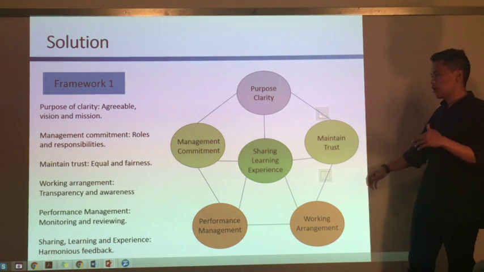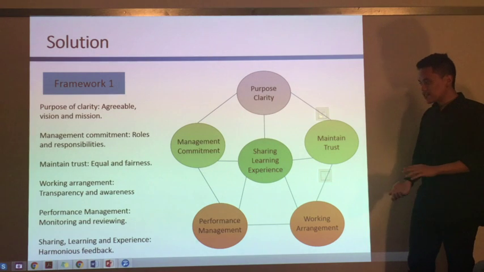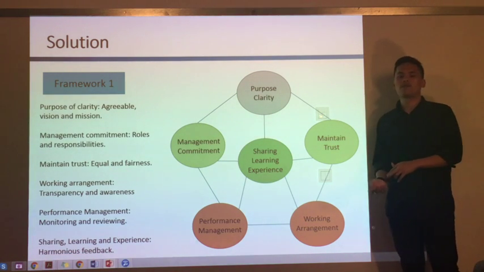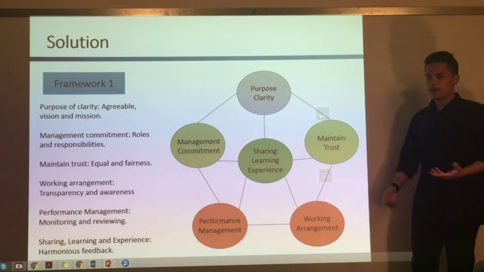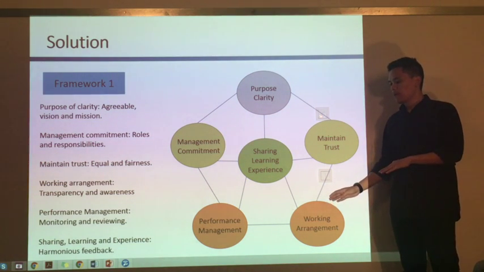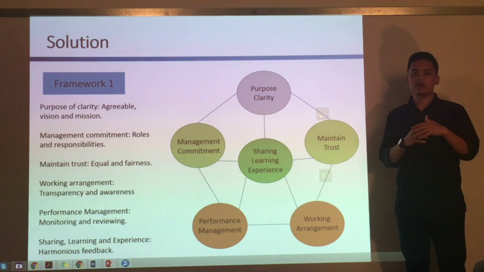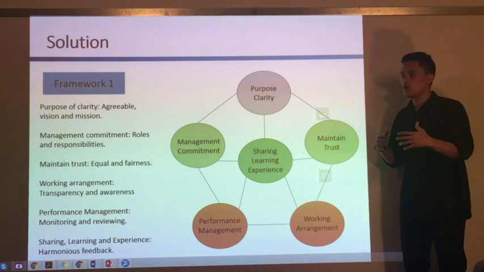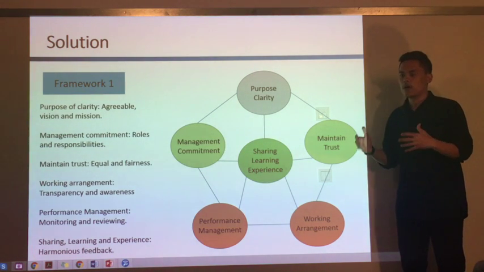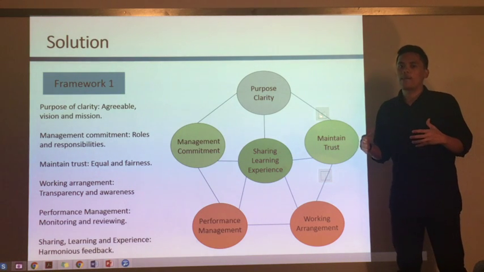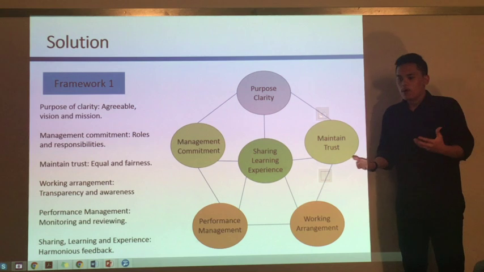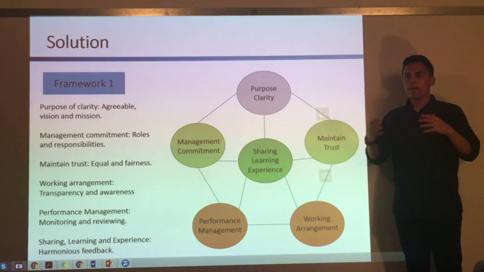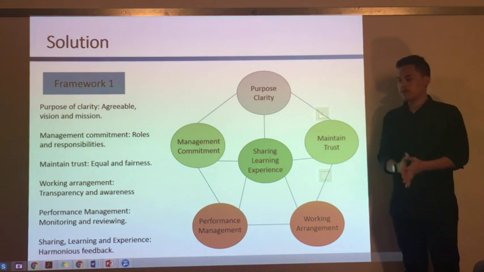Working arrangement is about transparency and awareness. The next one is performance management. Performance management is more about monitoring and reviewing. Why is it really important? Because once the contract is going, we should know what happened to the contract, what happened to the relationship, and what happened with these business activities. So we need to monitor and review what happened during the contract itself.